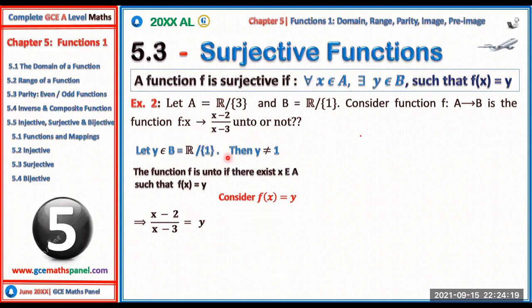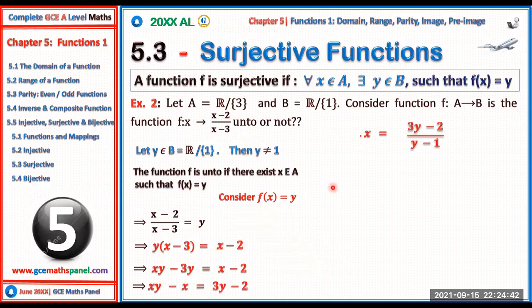So let us start with this function here. Let this f of x be equal to y. Most technical students will just start from here. Let f of x be equal to y. This implies that y into x minus 3 is equal to x minus 2. From here, we will have our x to be equal to this. This is our x, right? Yes, sir.